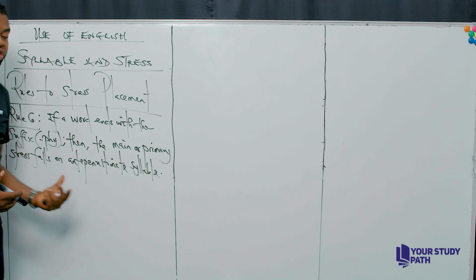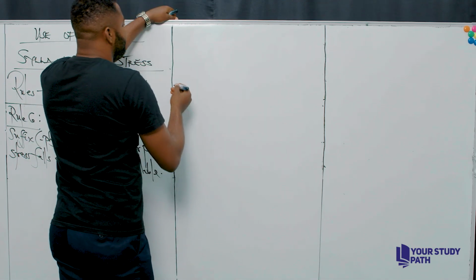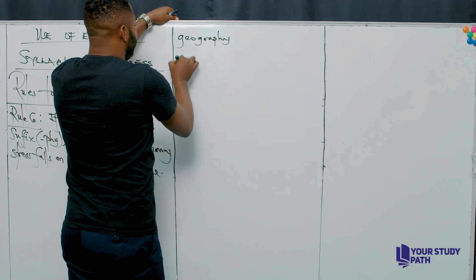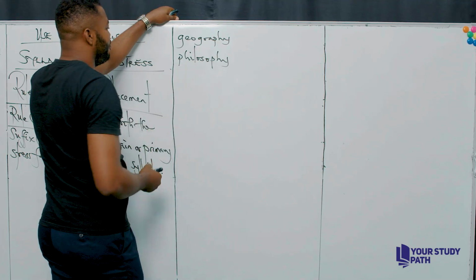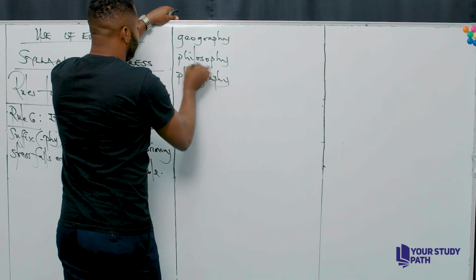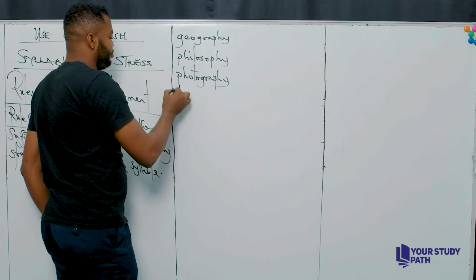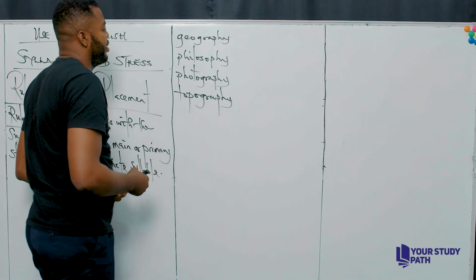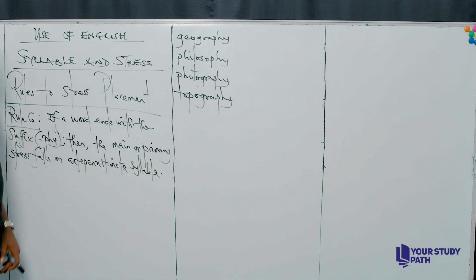And let's have an example to justify this rule. For instance, you have a word like geography, you have philosophy, you have a word like photography, and a word like topography. All right, so we have four words that end with the suffix PHY.